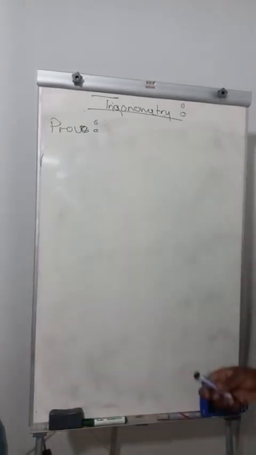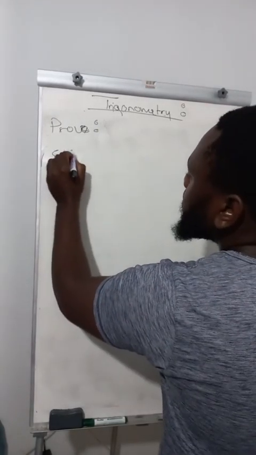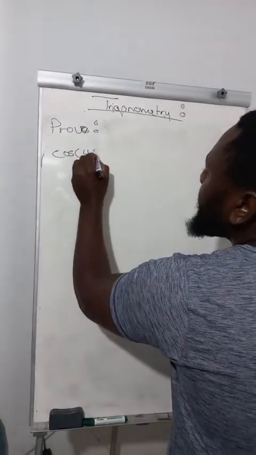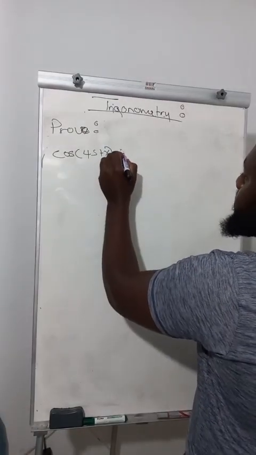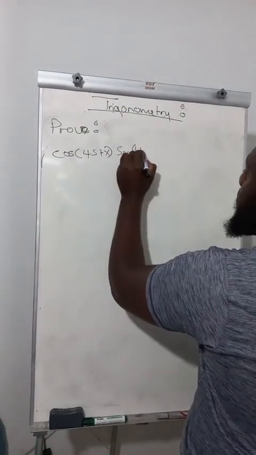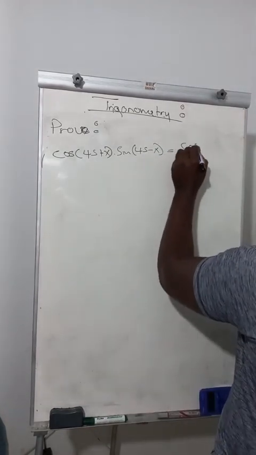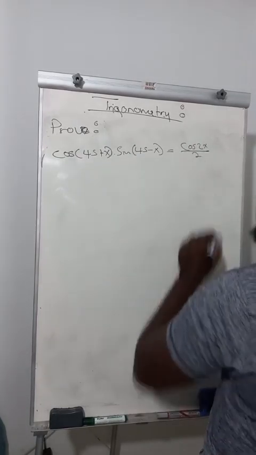So now they are asking that we prove, this has got a lot of marks, eh? They say you should prove cos(45 + x) multiplied by sine(45 - x) is equal to cos 2x divided by 2.